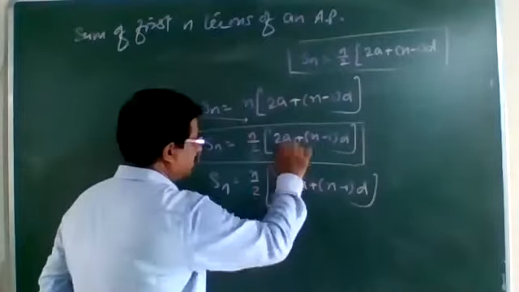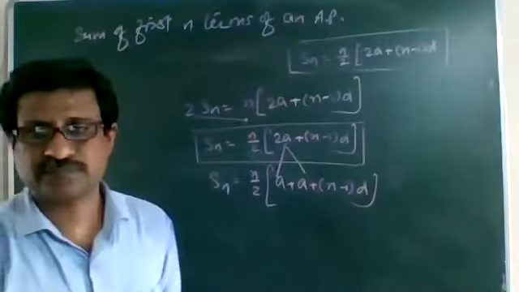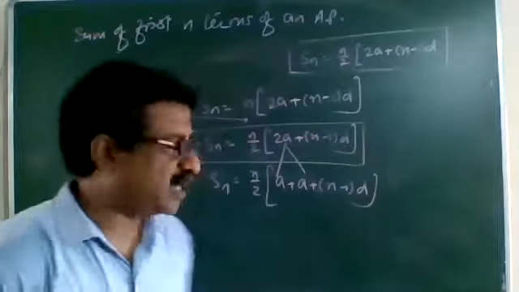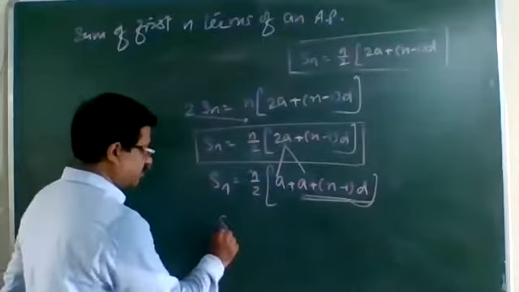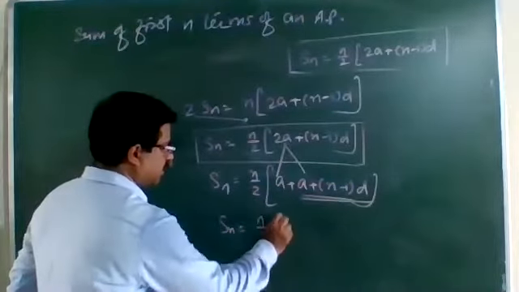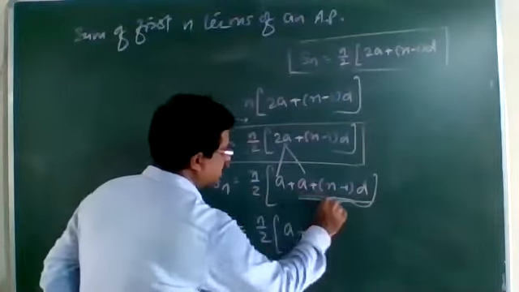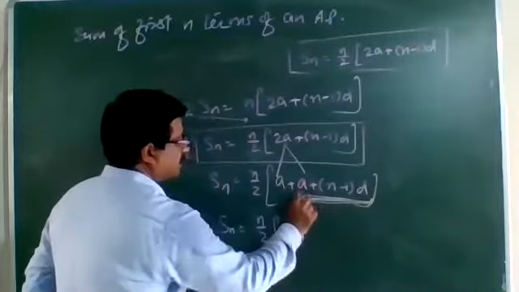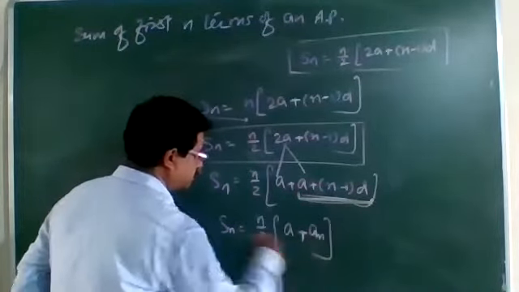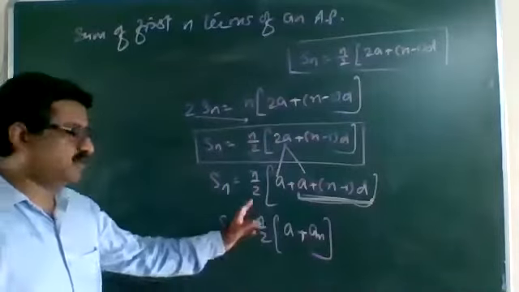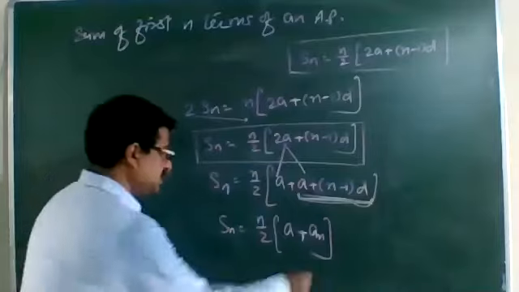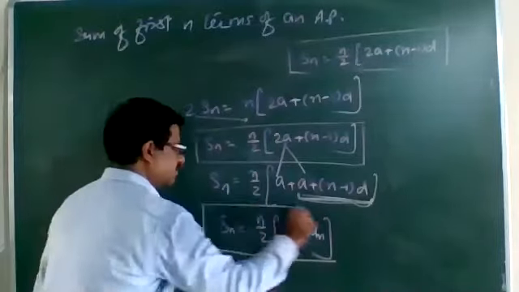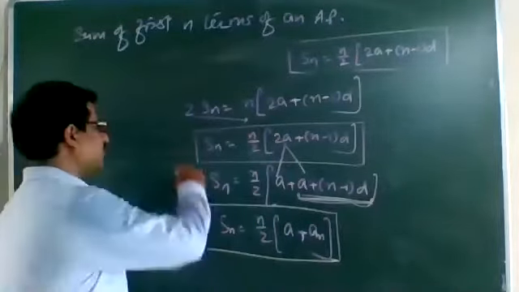Because this 2a I am writing as a plus a. And a plus n minus 1 into d is an. Then what are you going to get? S equal to n by 2, a plus, this is the formula for an. So SN equal to n by 2, a plus an. This is the formula for sum of n terms of an AP.